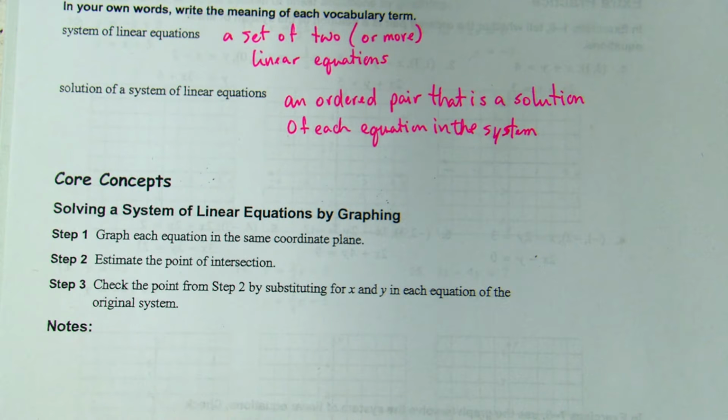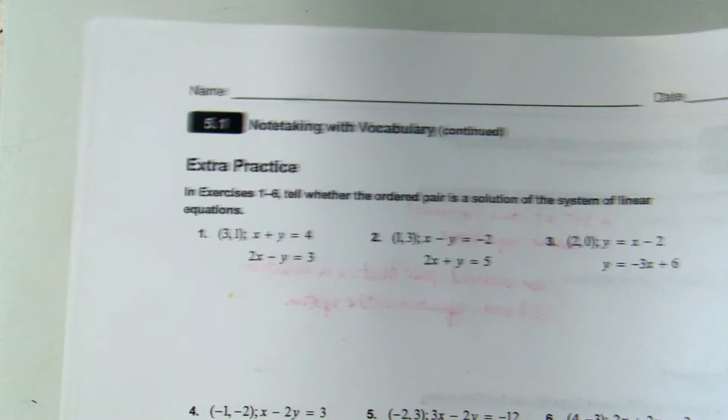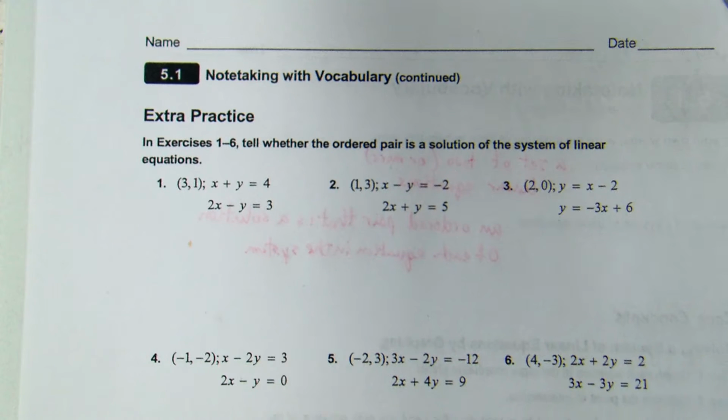Then we can take that ordered pair and substitute it in for x and y into each equation in the original system, and if it makes both equations true, then we know that ordered pair is a solution to the system of equations. So that's how we're going to approach it. Let's go to the next page and get familiar with checking or substituting an ordered pair into a system of equations.